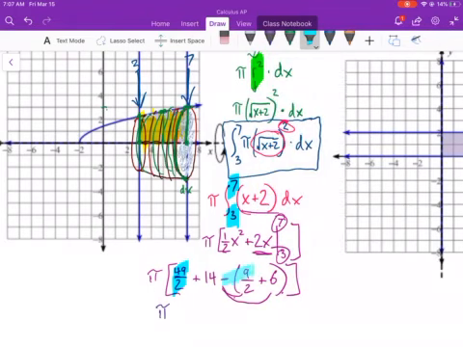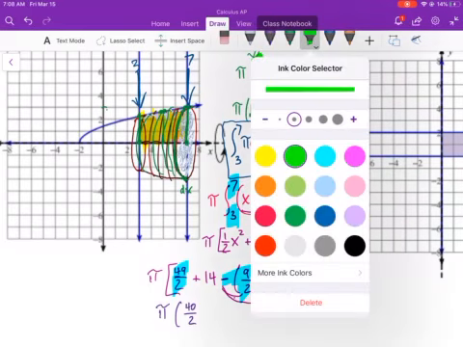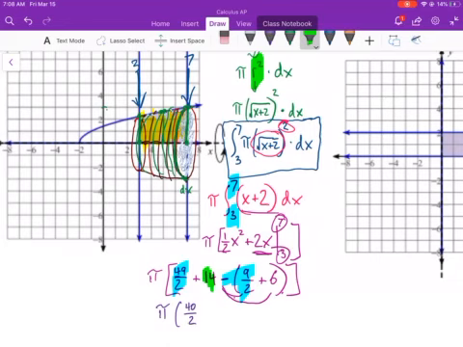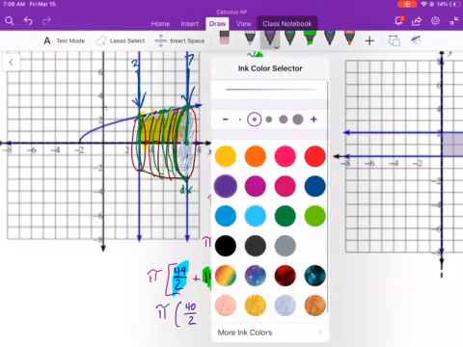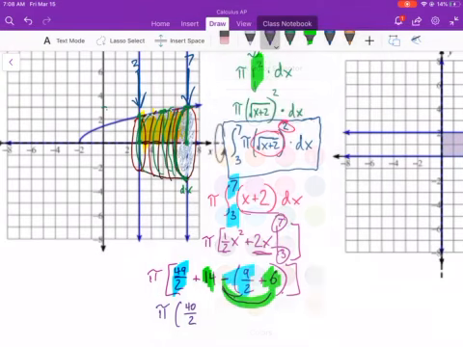We got 49 over 2 minus 9 over 2. Well, that's easy. That's 40 over 2. Cool. Common denominators. And then I have positive 14. This looks like a plus 6, but remember that negative is going to distribute. It's a minus 6. 14 minus 6 gets me 8. It's a positive 8. Now, 40 divided by 2 is 20. 20 plus 8 is 28. I get 28 pi.